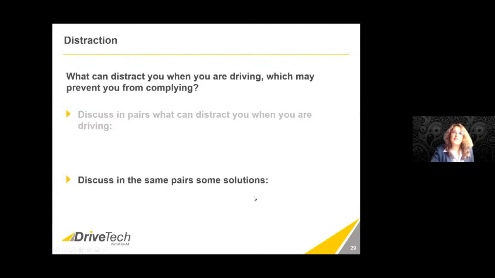And the good thing about having a discussion is you may not have thought of some of the things that other people think of. And when you have a discussion, you think, that's a good idea, I think I could use that as well. So it's a good way of troubleshooting, if you like, to come up with some solutions.